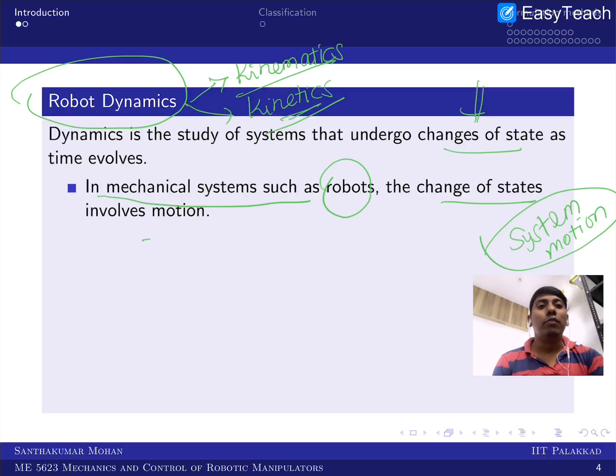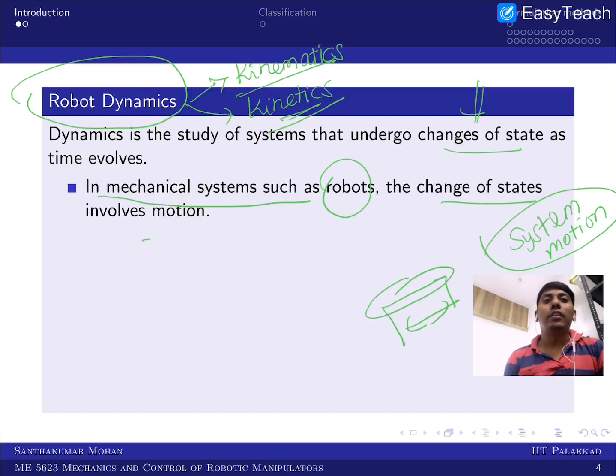Because dynamics involves the study of motion with respect to the cause of motion. When I derive the equation, one side would consist of the motion variables, which we can obtain with respect to kinematics. So although we are going to talk about only kinetics, the kinetics involves the kinematic aspect. That's why in mechanisms as well as in robotics, we simply call dynamics the study of motion with respect to the cause of motion. That is what we have put here.